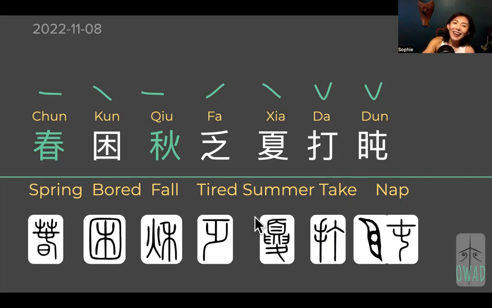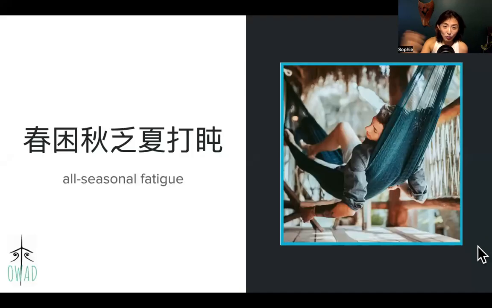So here depicts all season except winter time behavior of humans. So in the springtime, you're bored. In the fall, you are tired. And in the summertime, you want to take a nap. And I translate it as all seasonal fatigue. It's like year round. There are just no time to be energetic. In the spring, you're bored. In the fall, you're tired.